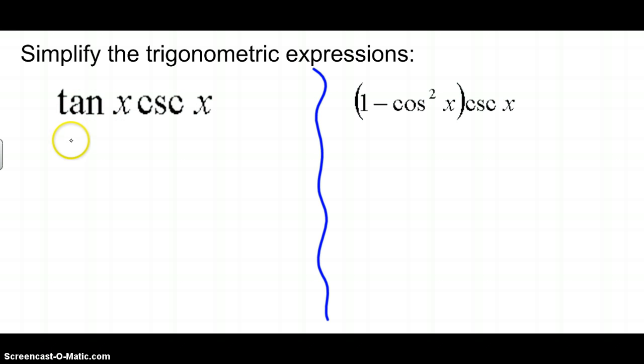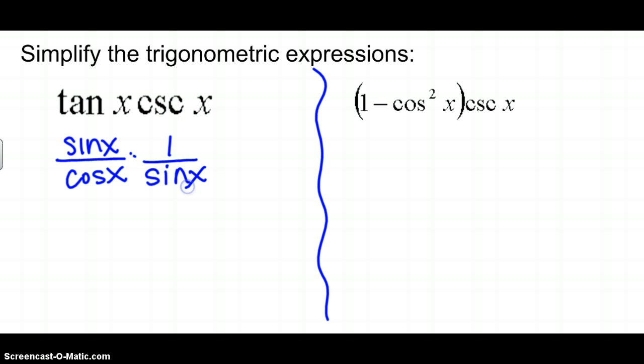Thinking about tangent of x, I'm going to make the substitution that tangent of x is sine over cosine. For cosecant of x, I'm going to make the substitution that cosecant is 1 over sine. Now, you might ask yourself, how does she know that those are the ones you should pick? It just takes practice. The more of these that you do, the more likely you will be to see a good identity to use the first time around.